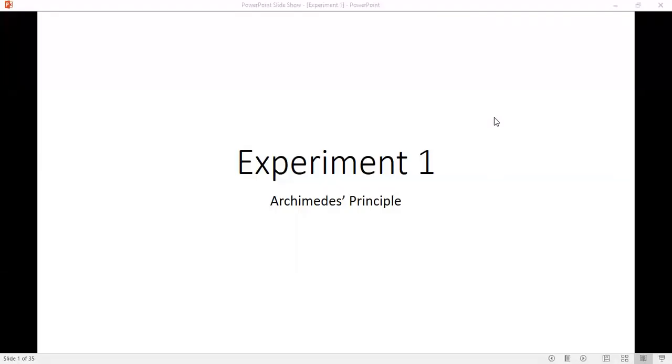This is experiment 1 for Physics 2, laboratory and recitation. We're going to be looking at Archimedes' principle. We're going to actually test Archimedes' principle and show that it's valid for a number of submerged objects.